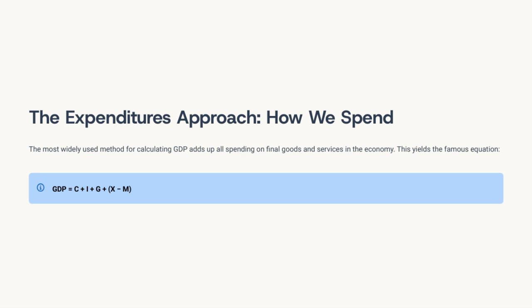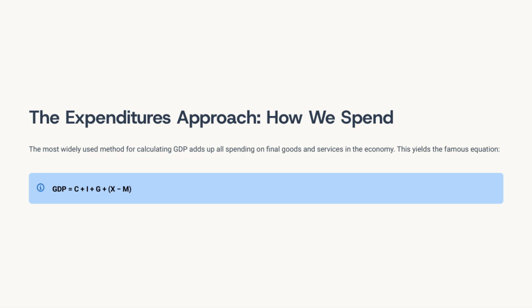Essentially, this formula sums up all the spending on final goods and services within an economy. It's one of the most widely used methods because it provides a clear picture of economic activity through expenditure. The equation breaks down into four main components. C stands for consumer spending, I is investment by businesses, G represents government spending, and X minus M is net exports, which is the value of exports minus imports.